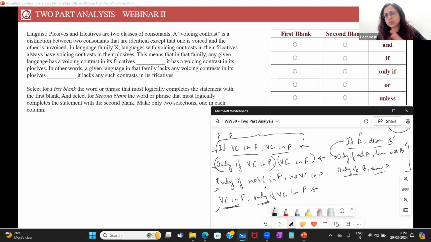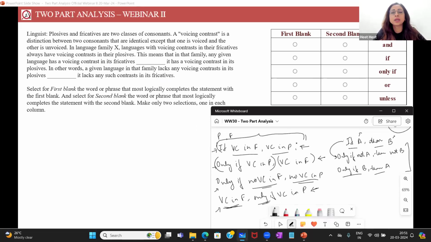Again, as we said, it doesn't matter whether you put the subordinate clause first or the main clause first, right? This is what this statement is. A given language in the family lacks any VC in its P. So no VC in P, only if no VC in F. It lacks any such contrasts in its fricative, in its F, right? So then it means that both the blanks are nothing but a restatement of this using an only if statement.